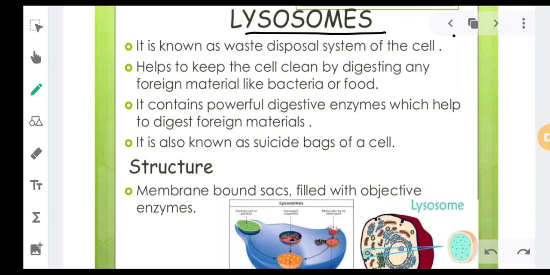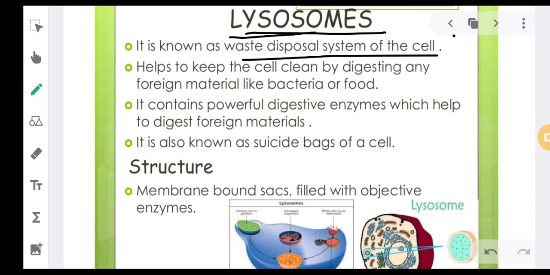So what is the job of lysosome? They are generally the waste disposal system of the cell. Suppose any waste is to be removed from the cell, these lysosomes are very essential. Lysosomes are like a type of packet, or you can say a bag, wherein all the waste from the cell will be deposited.